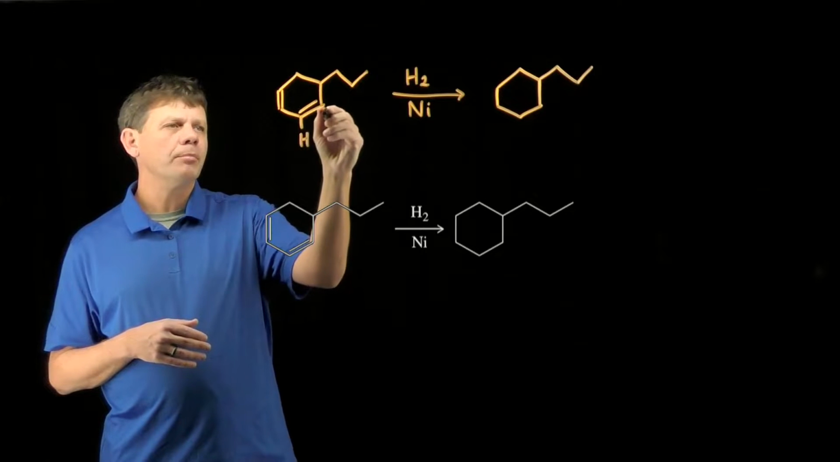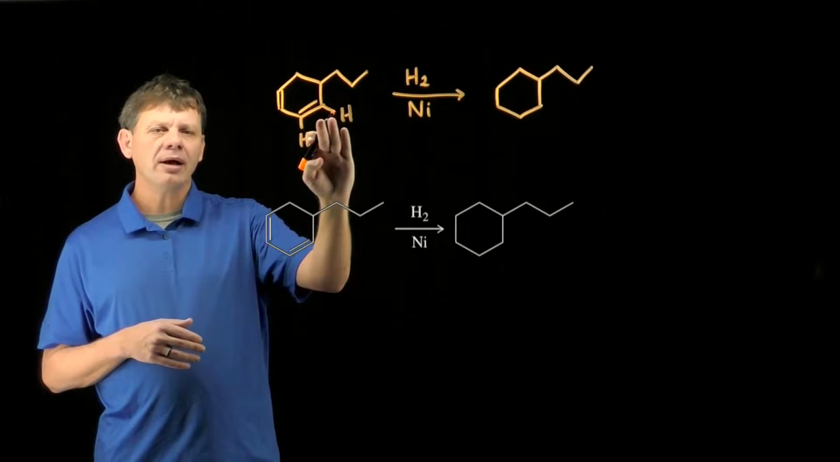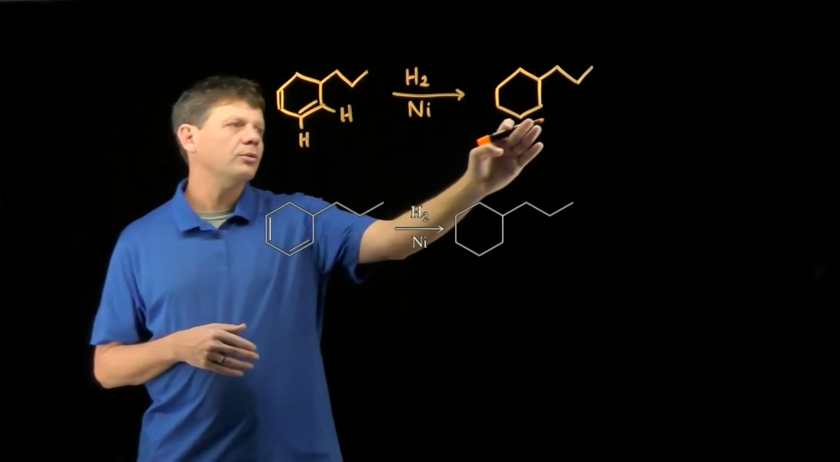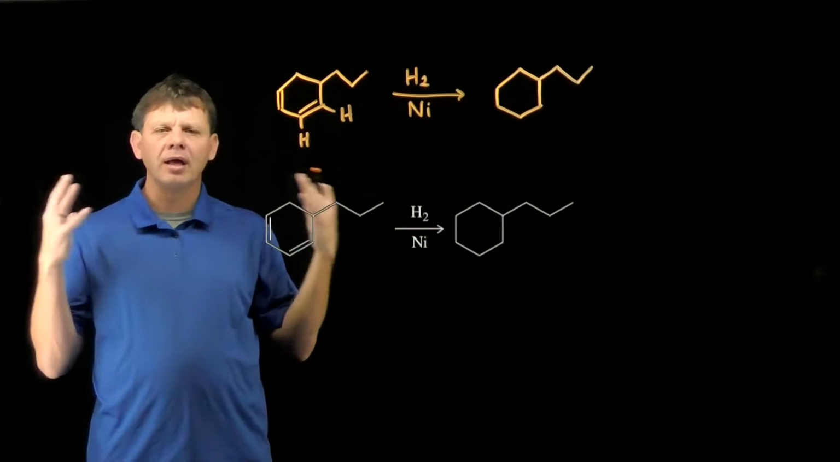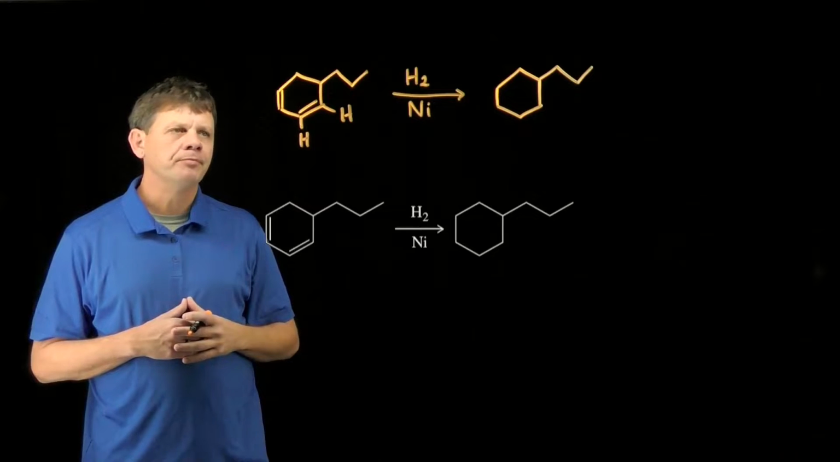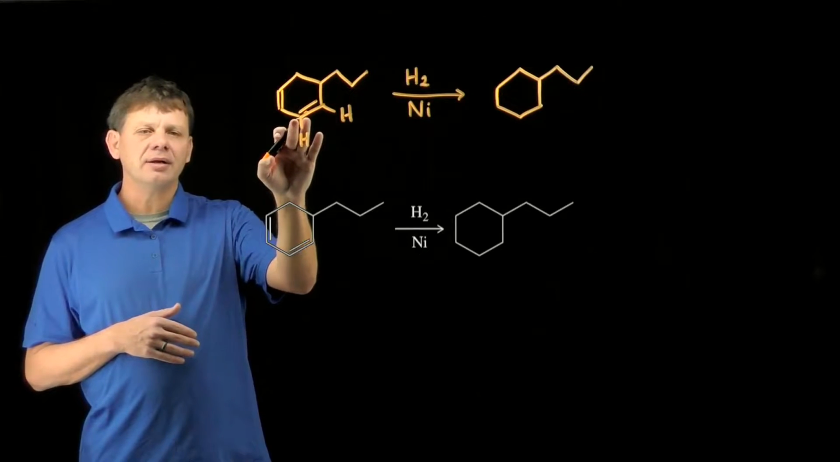And since we're essentially turning two alkenes into alkanes, we're only going to do it for one of the double bonds, and that will give us the answer. All right, so let's start by calculating the oxidation number here.